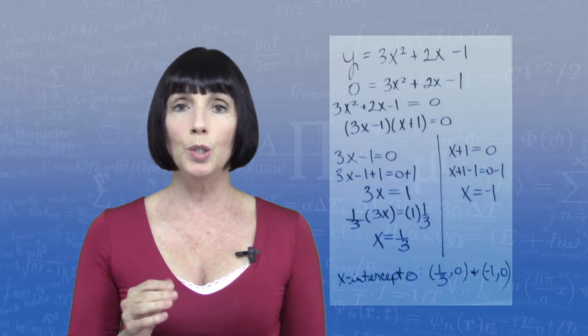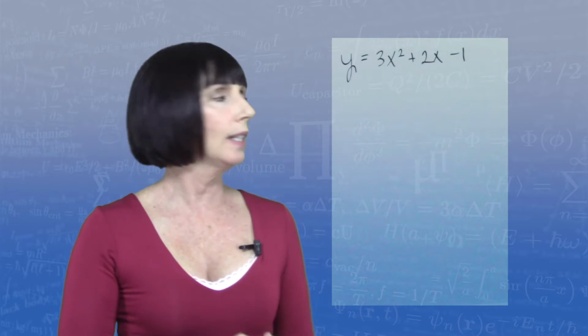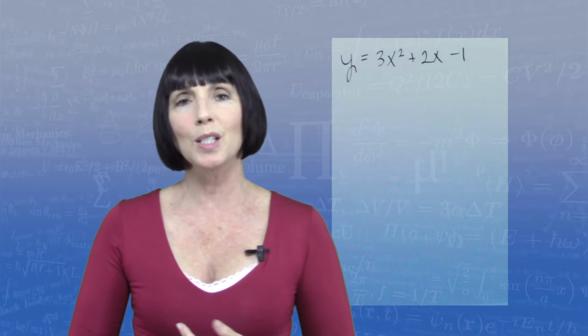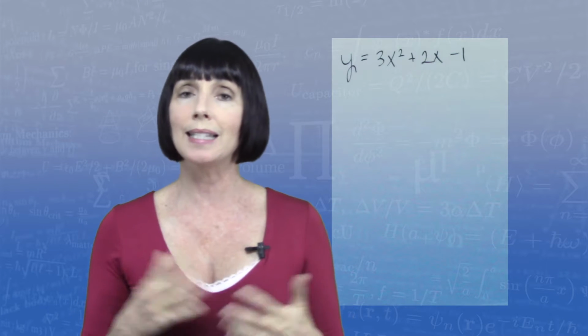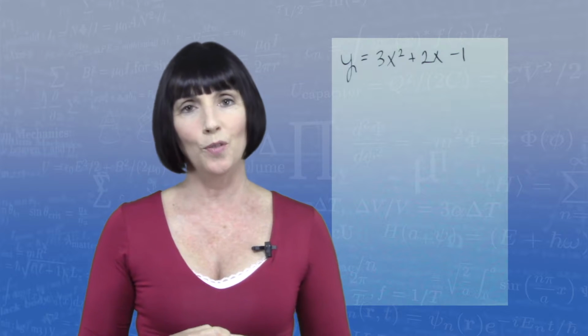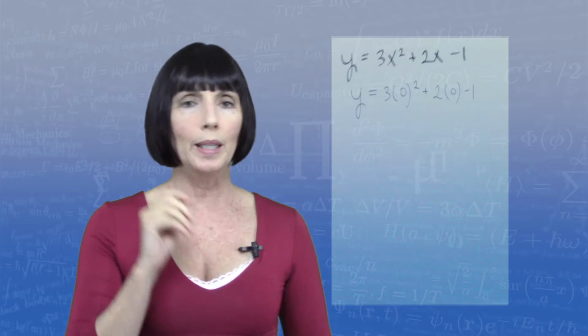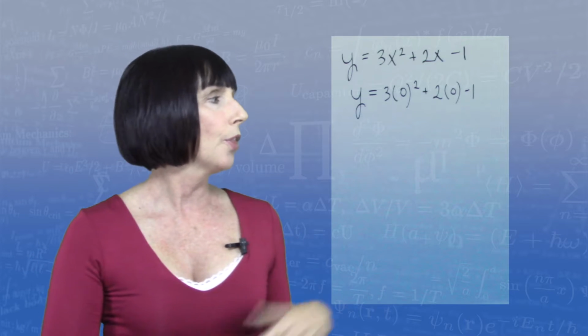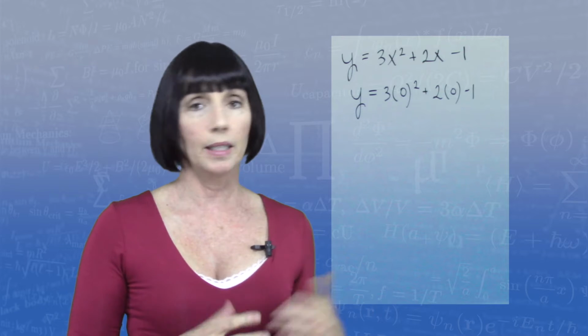Okay, let's go back to our original equation and find the y-intercept. All right, our original equation is y equals 3x squared plus 2x minus 1. Now, to find the y-intercept, I'm going to set x equal to 0 and solve for y. So let's plug x equals 0 into our equation. We get y equals 3 times 0 squared plus 2 times 0 minus 1.